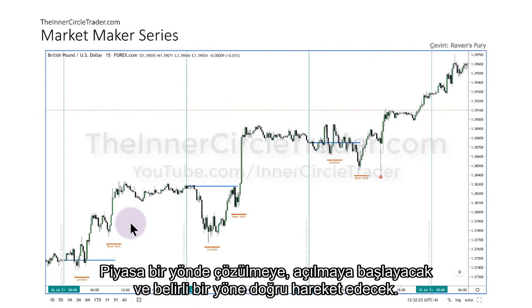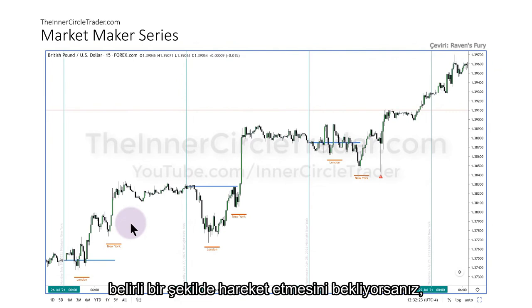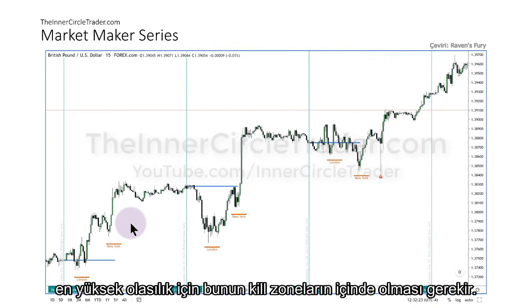Okay, so the element of time is crucial, because that's when the market will start to spool. That means the market will start unraveling in one direction or another, just start shooting off into a specific direction, aiming for a particular price. But when you're looking for price to behave a certain way, it needs to be inside of one of these kill zones for the highest probability.